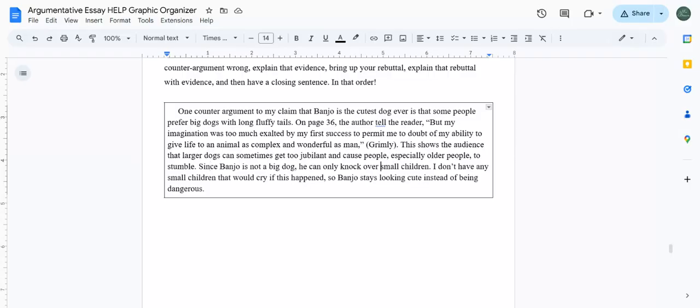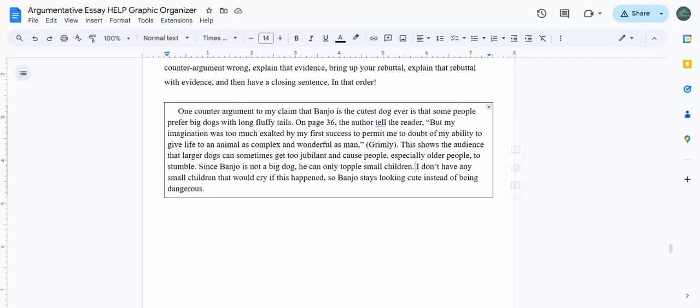So let's say, instead of small children, why don't we say he can only knock over, or he can only, let's look up another synonym. Synonym for knock over. What's a synonym for knock over? Topple. He can only topple small children. I don't have any small children that would cry if this happened.